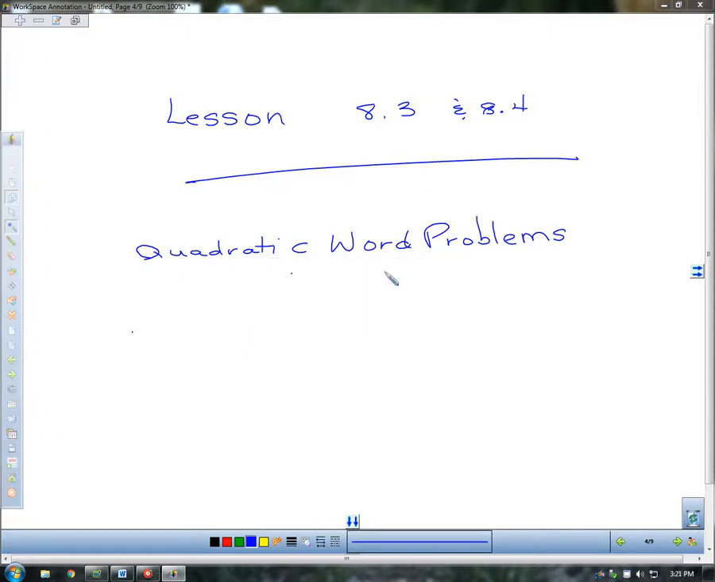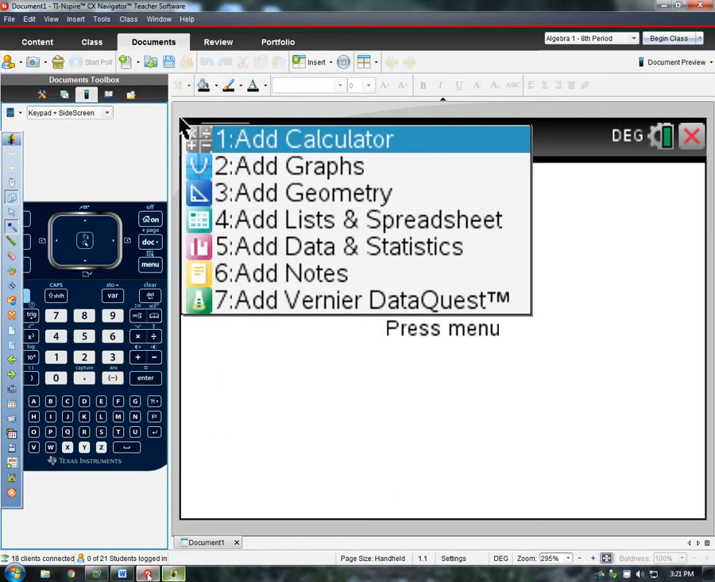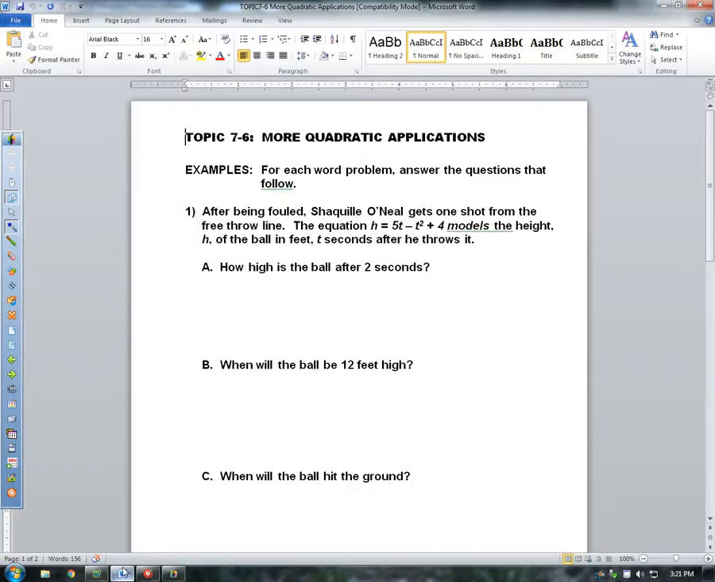Hello, algebra students. Today's lesson is 8.3 and 8.4. We're doing quadratic word problems. We worked on this a little bit in class today, but I just want to make sure that we've got a full understanding of what's going on.